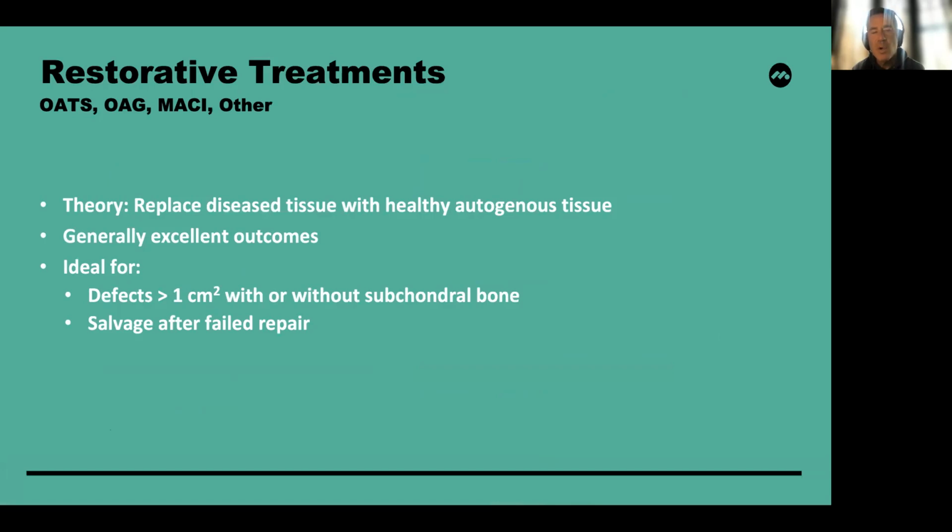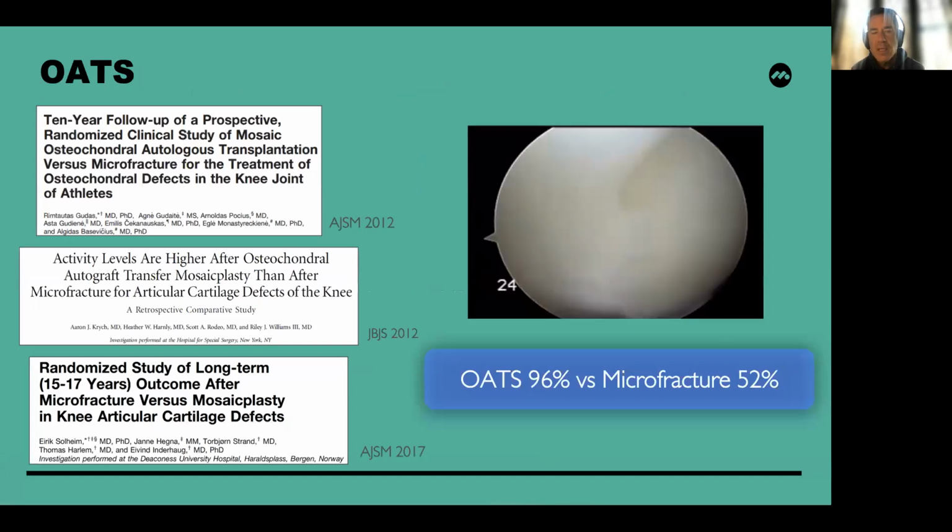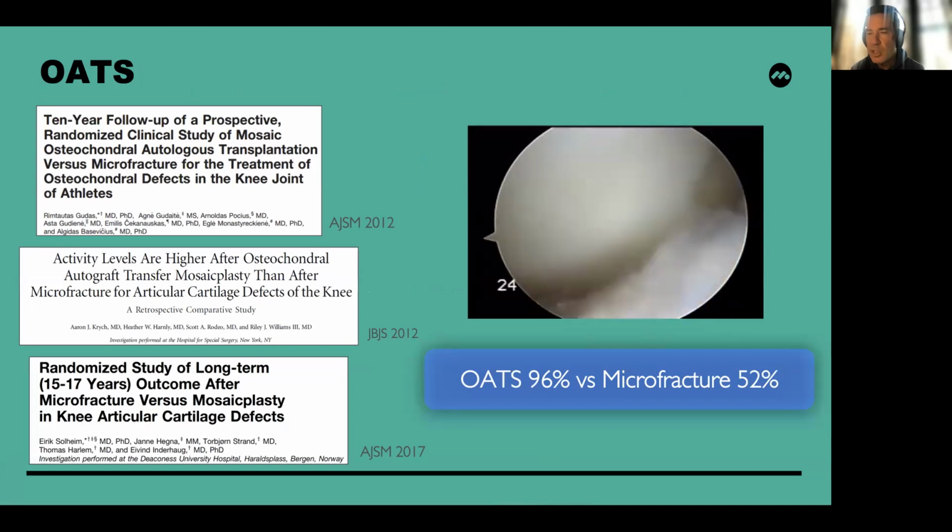There are some other restorative treatments that can be performed arthroscopically. And again, these restorative options are to replace diseased tissue with healthy autogenous tissue, and generally have provided excellent outcomes. They're ideal for defects that are slightly larger, with or without subchondral bone involvement, and can be used as a salvage after failed repair. I think the research supports that an osteochondral autograft transplant is a dominant treatment strategy for relatively small defects when compared to marrow stimulation alone.